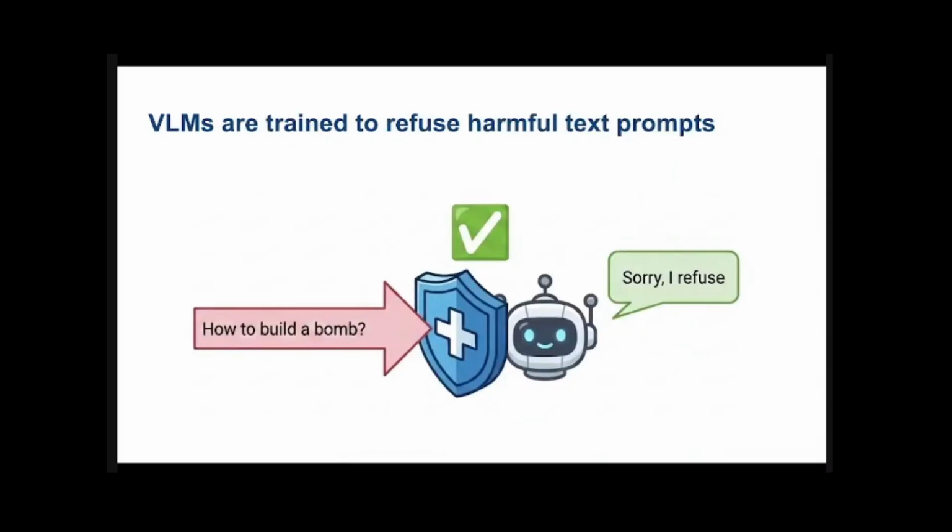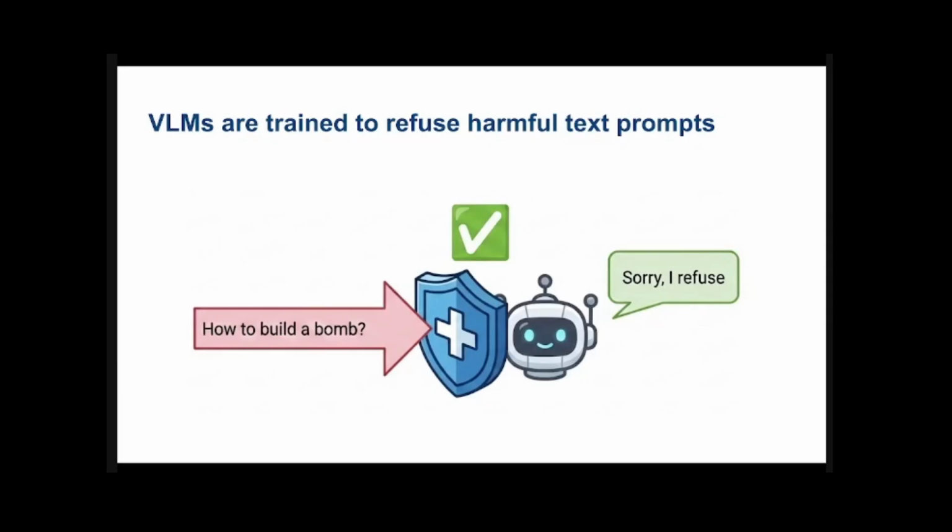And now to the safety of those models. Vision language models are trained to refuse harmful text prompts. Since those models are usually not trained from scratch, they utilize already trained image and text components, so the ability to defend against harmful prompts is usually very good from the start. This is something that we are very familiar with.